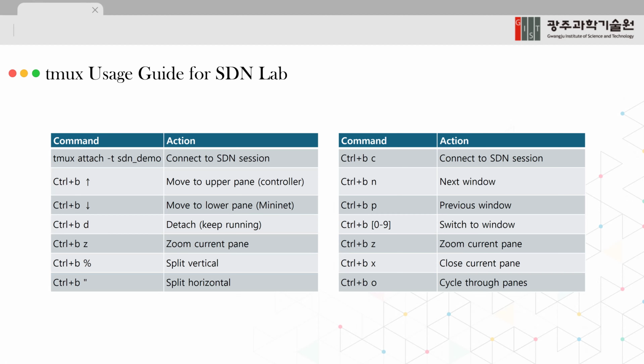You only need to learn a handful of keyboard shortcuts to navigate effectively. To reconnect to an existing session after closing your terminal, use the command tmux attach -t sdn-demo. To move between panels, press Ctrl B followed by the up arrow to move to the upper panel or down arrow to move to the lower panel. If this is your first time using tmux, don't feel overwhelmed. You can accomplish everything needed for this lab by remembering just 3 or 4 of these shortcuts.